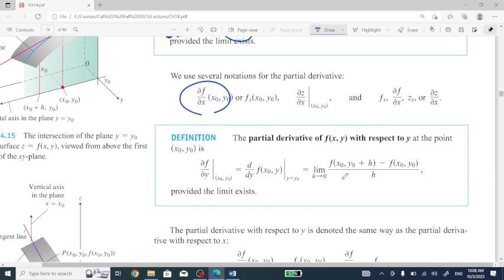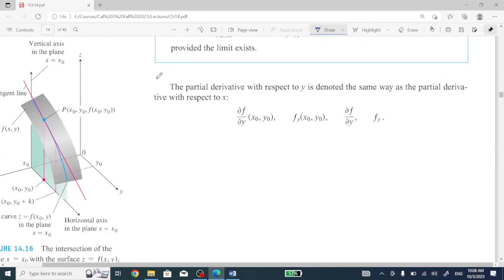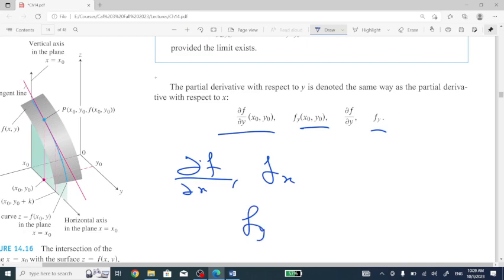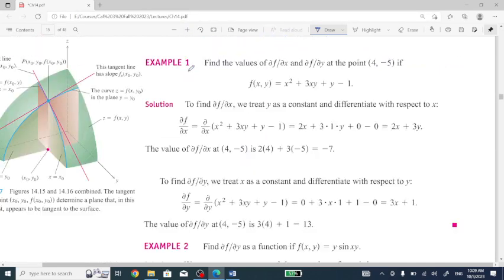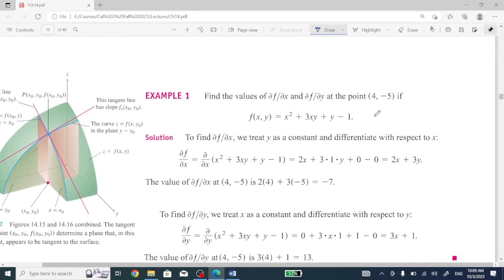So here's the definition, and here's the symbol of the derivative. Maybe you can say partial f by partial x, or you can say f sub x. When you see f sub x, it means derivative by x. When you see f sub y, it means derivative by y. And you know your function contains at least x and y. Is that clear?